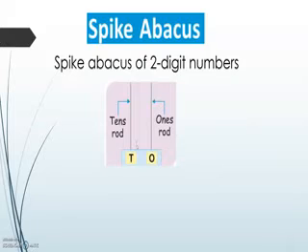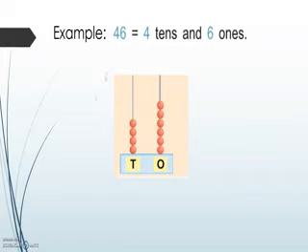Now, looking at the next example, we already know that 46 is 4 tens and 6 ones. So we are going to represent 46 in a spike abacus. See, this is the spike abacus of 46. Look at the ones rod. How many ones are there? 6 ones are there. So we can put 6 beads. 1, 2, 3, 4, 5, 6.